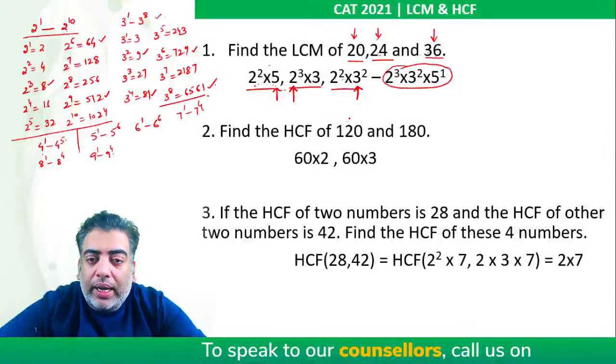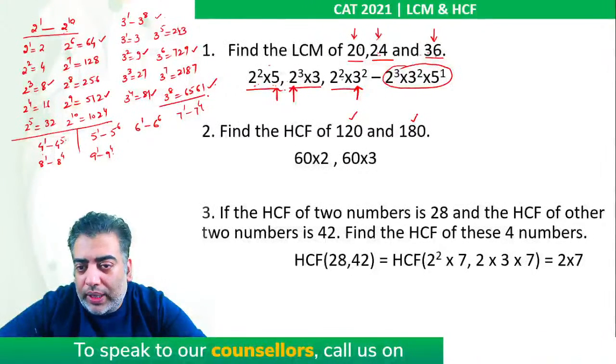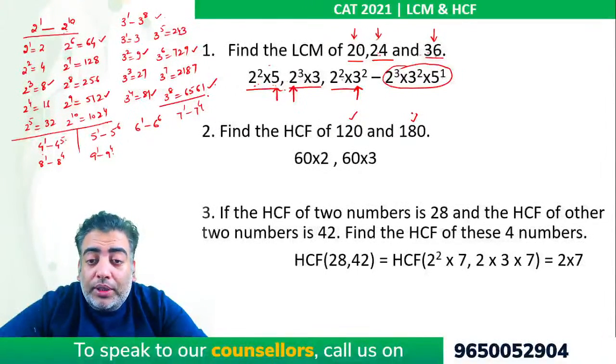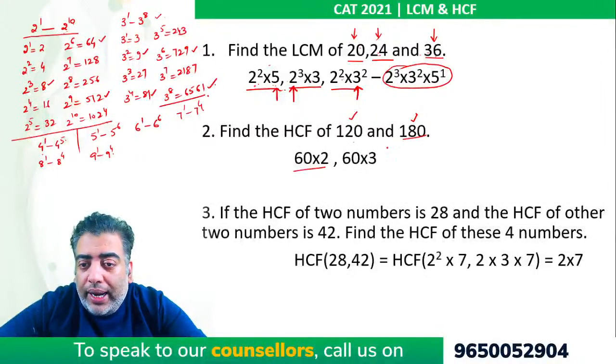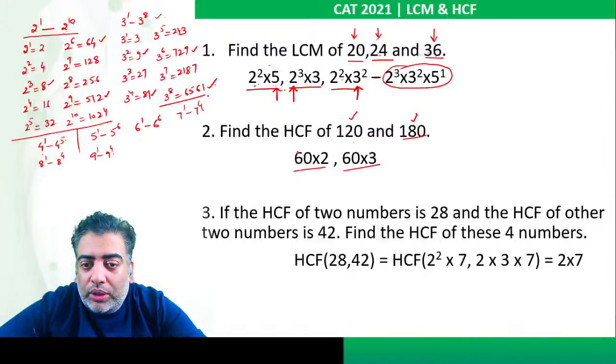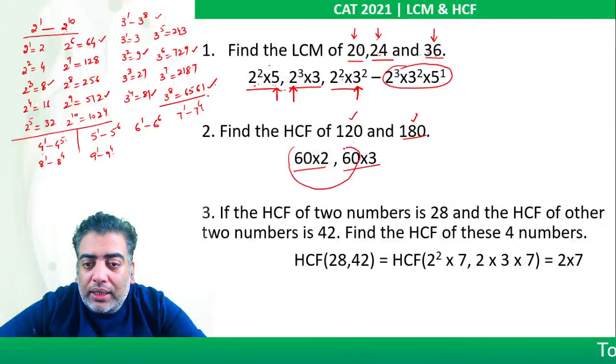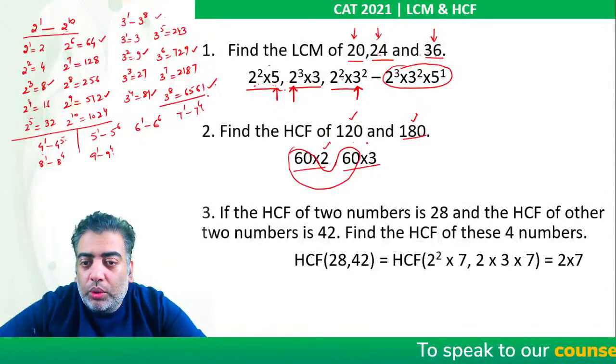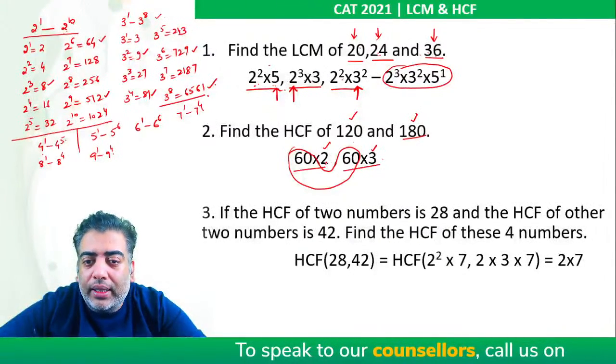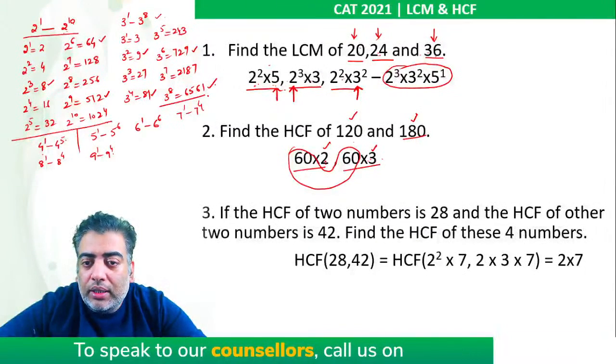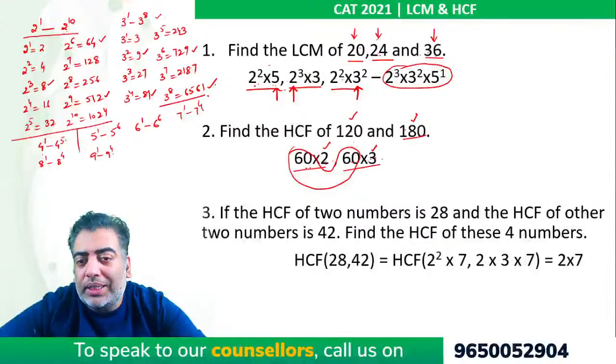Likewise, when we have to find HCF of 120 and 180. अगर आप जल्दी सोच सकते हो कि 120 is 60 into 2, 180 is 60 into 3 और आपको दिख रहा है that 60 is the common factor. 2 और 3 में कुछ भी कॉमन नहीं है. Right? So HCF of 2 and 3 is 1, which means HCF of 120 and 180 comes out to be 60 only.